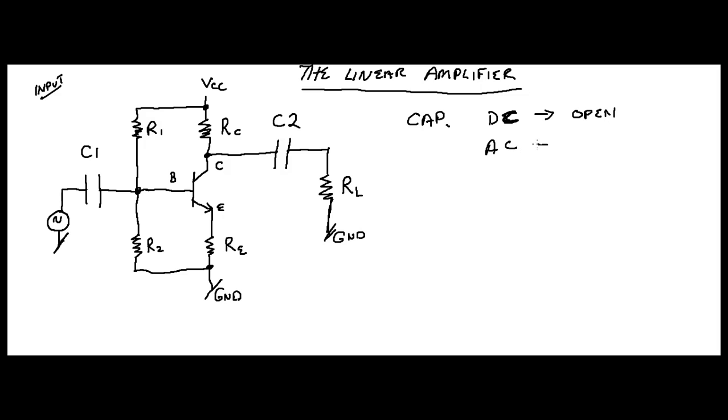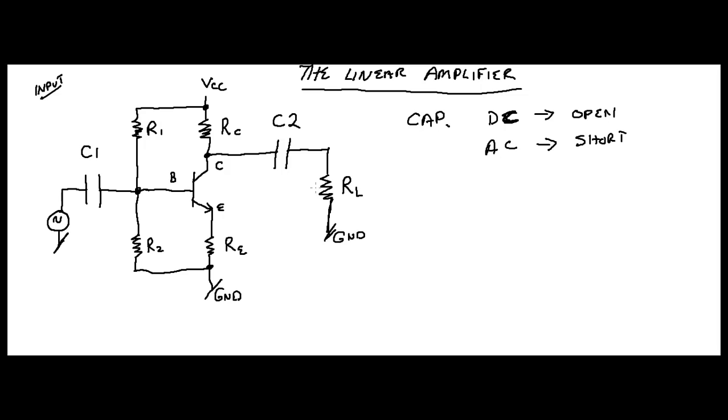AC, it's seen as a short. So what this means is this AC signal can pass through this capacitor, and then basically it's going to ride on top of this DC voltage, right? And that's going to allow the AC signal to be amplified, and then when it goes through this capacitor here, that DC voltage is going to be stripped off, and you're just going to be left with the amplified AC signal, right?